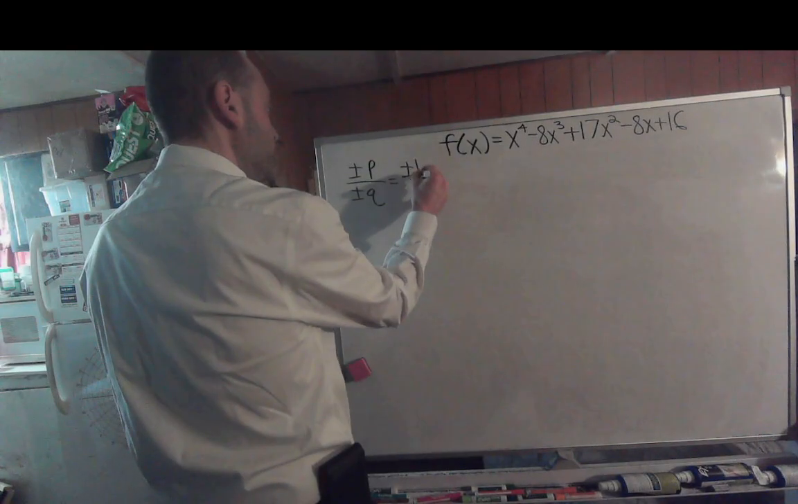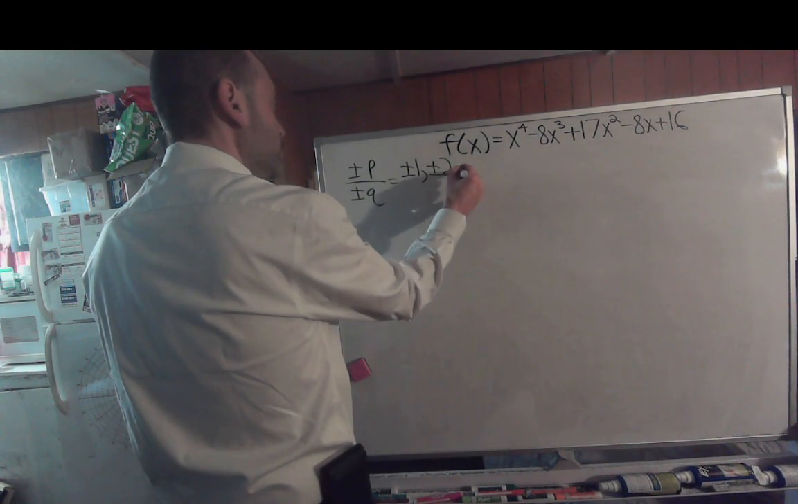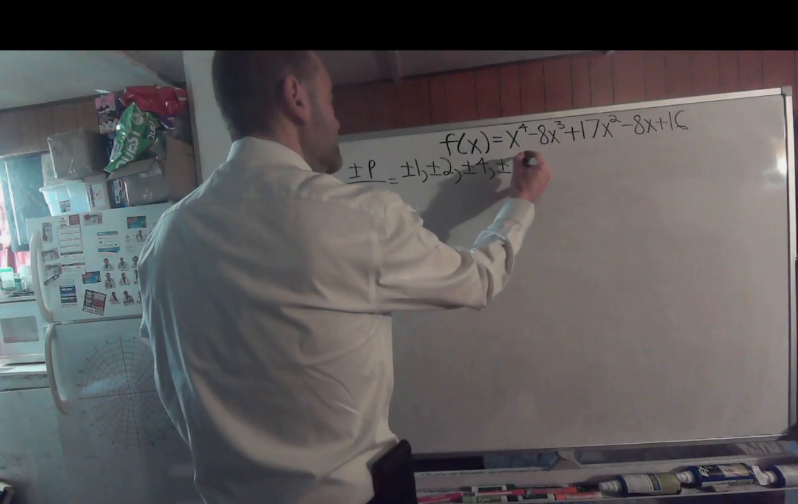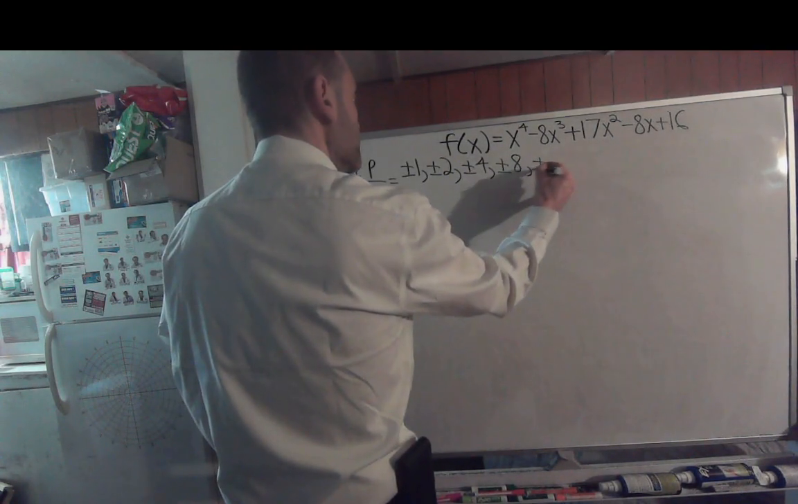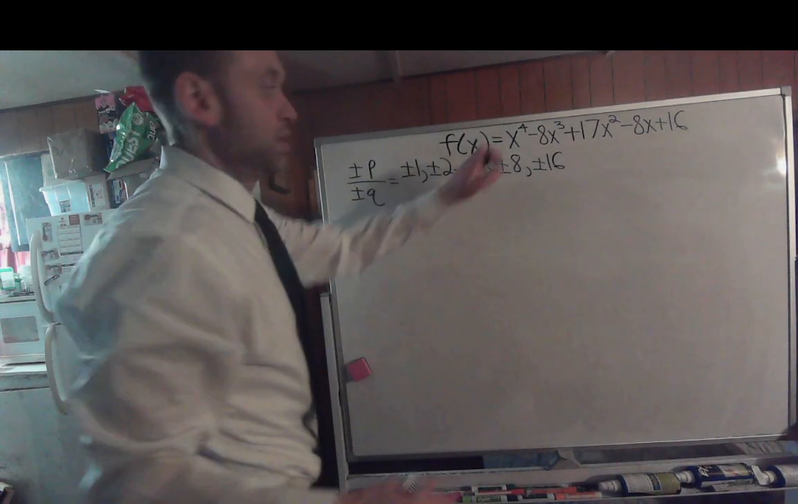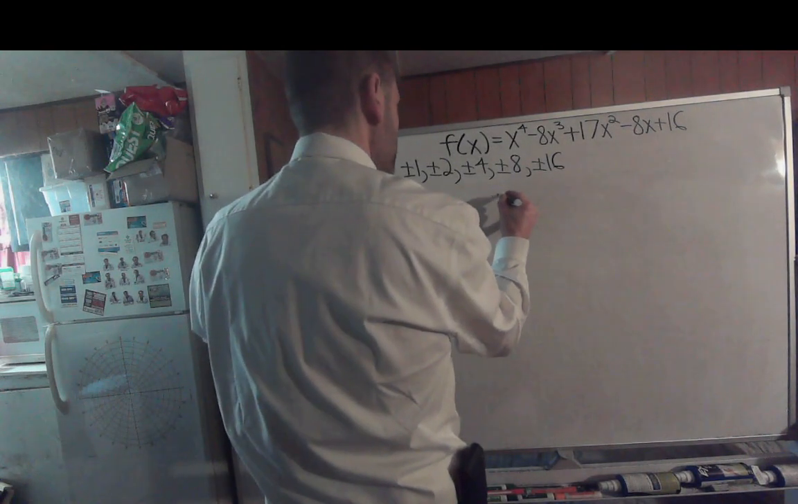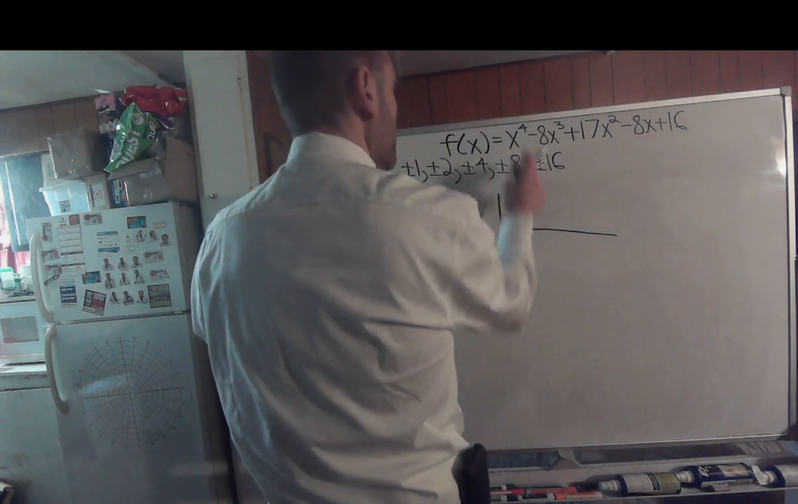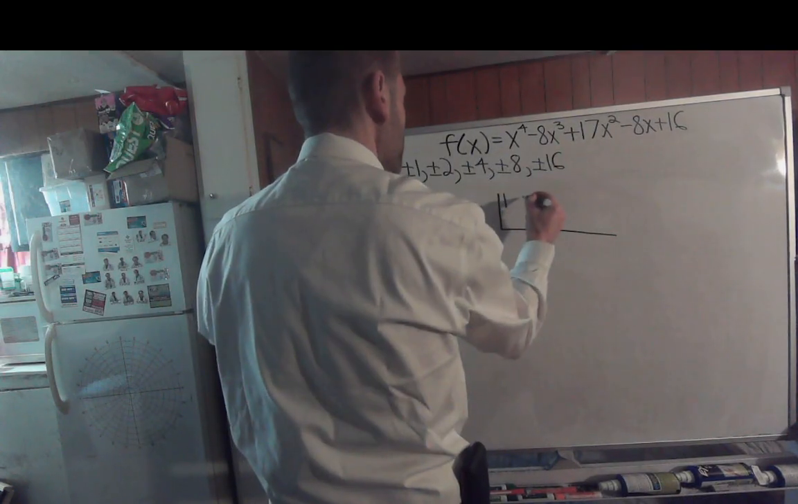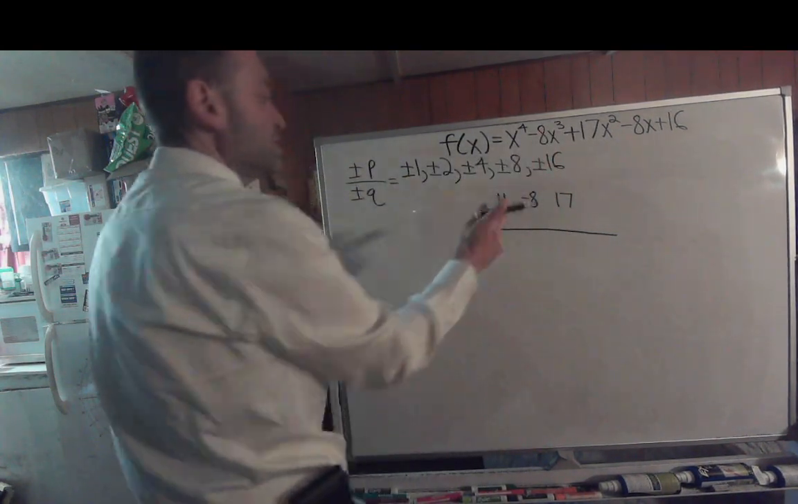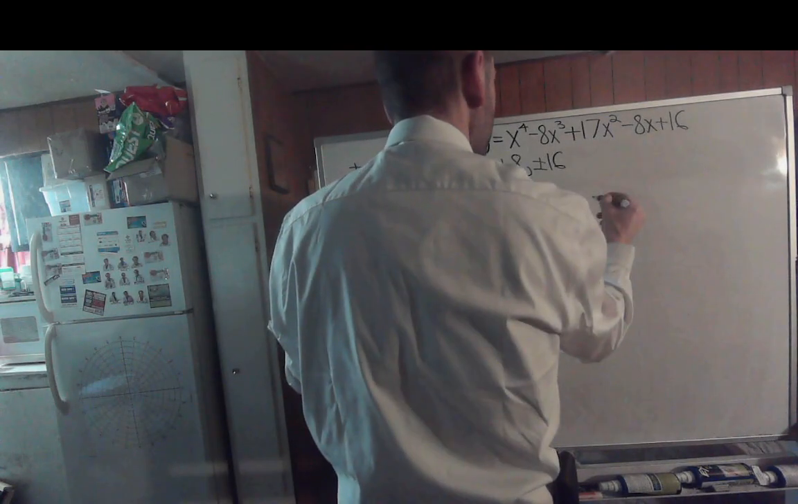So that p are the factors of 16, so plus and minus 1, plus and minus 2, plus and minus 4, plus and minus 8, and then plus and minus 16, all over factors of 1, which would just leave these. So we have a little bit to work through here. So let's do synthetic division. So x to the 4th coefficient is 1, x to the 3rd is -8, x squared is 17, x to the 1st is also -8, constant term is 16.